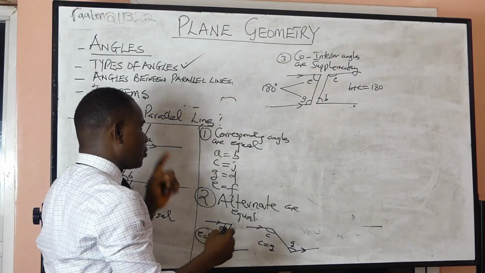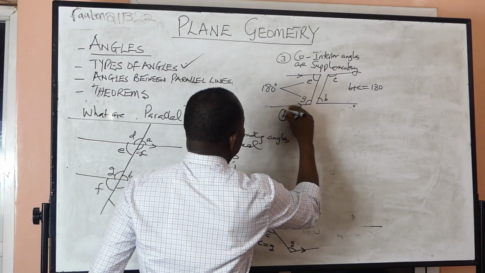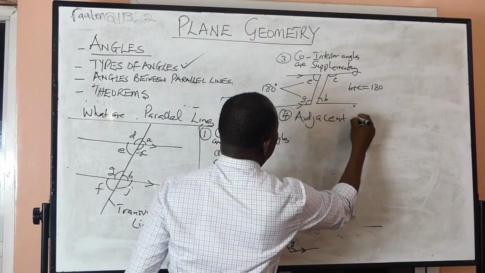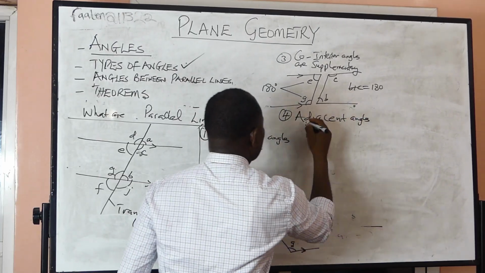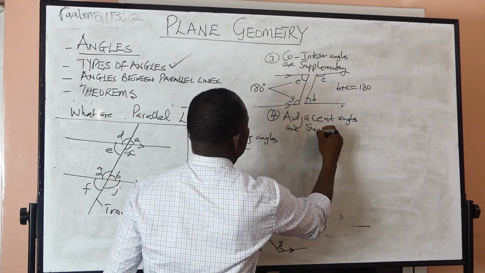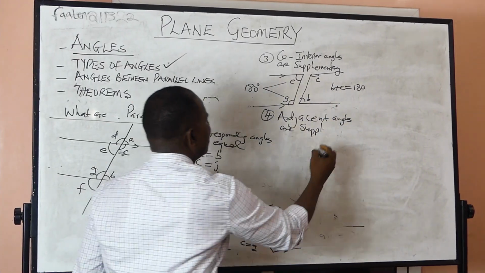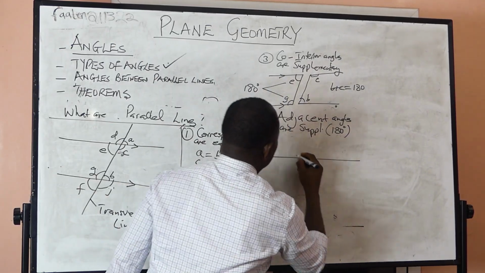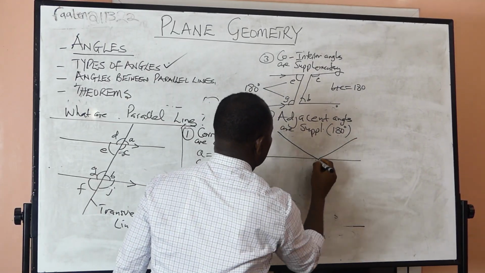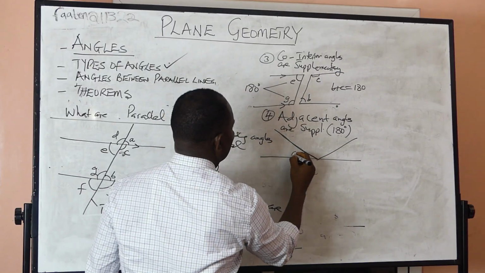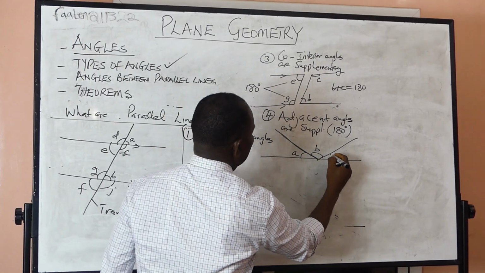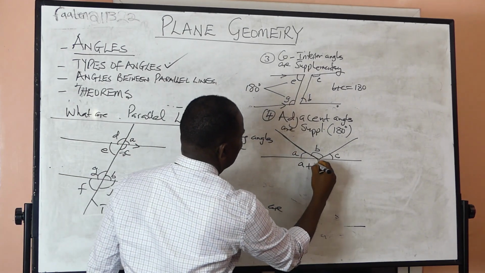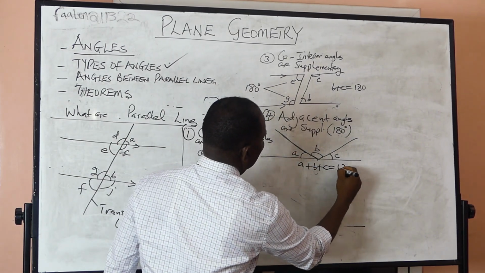Now we have the third one there. So we get the fourth one, which is adjacent angles are supplementary as well. Adjacent angles are supplementary. In short, meaning they add up to 180. Now that is what we call in short angles on a straight line. So if an angle is like this and here C, this is A plus B plus C must give me 180.